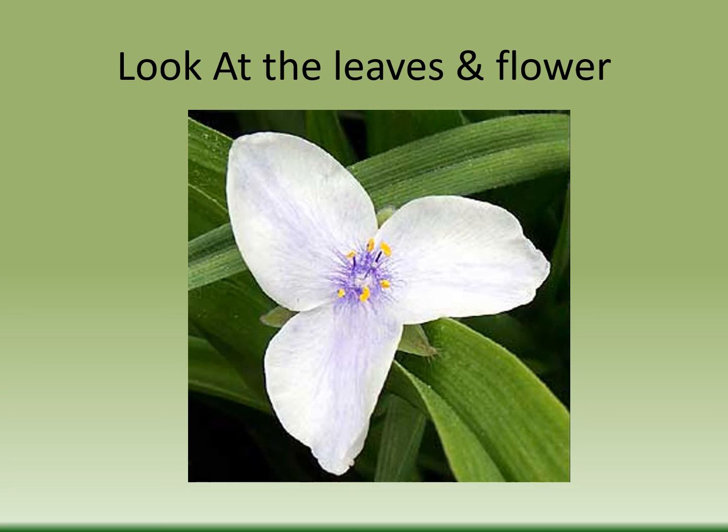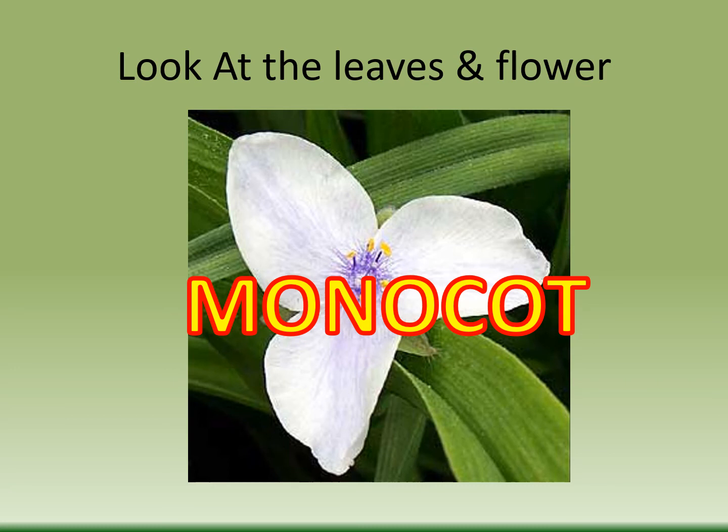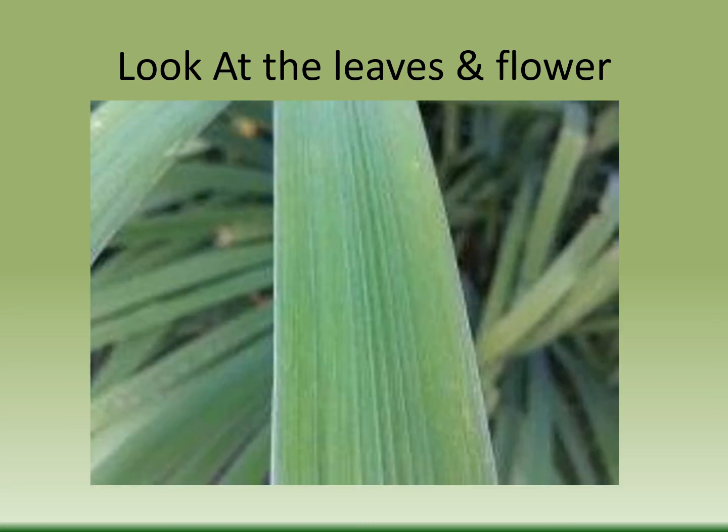This flower is very simple. It only has 3 petals. You know that it's a monocot. And if you weren't sure, you could look at the leaves in the background, and they have parallel veins. Again, this is a leaf that has parallel veins, so without seeing anything else, you know it's a monocot.